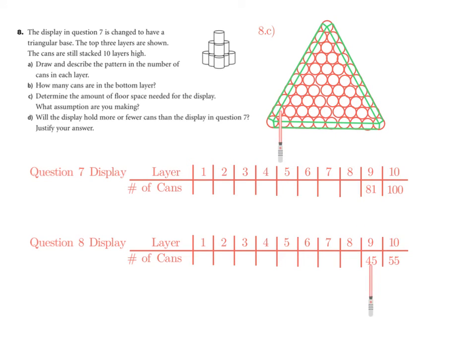So obviously the question number 7 has way more cans because each layer, like on this one when there was only 8 cans across, this one has 8, 7, 6, 5, 4, whereas the other one had 8, 8, 8, 8, 8. So each layer there are more cans in question 7. So obviously there are far more cans for question 7 than in this display.